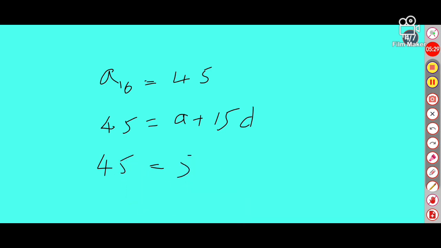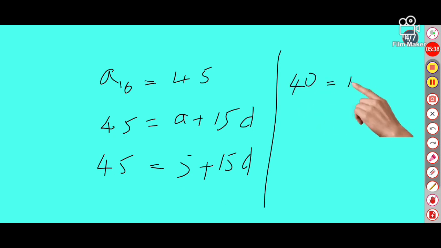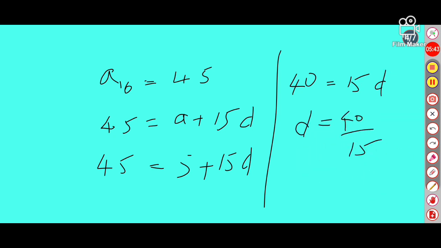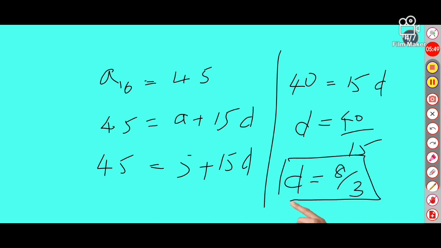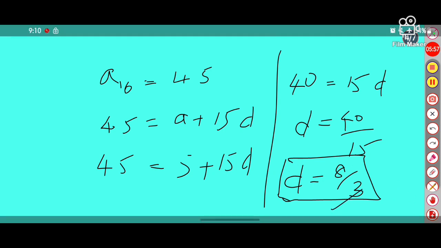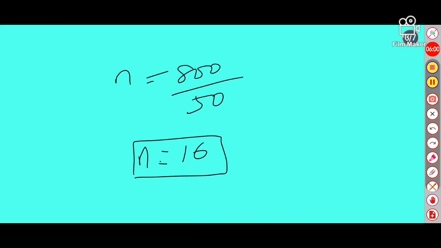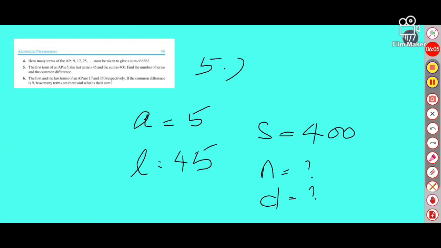45 equals 5 plus 15D. Similarly, this 5 goes there. So 40 equals 15D. D equals 40 by 15. Therefore, the value of D is nothing but 8 by 3. You can leave this as it is, 8 by 3. Don't need to convert this 8 by 3 into point values. This is enough. They have asked us to find the value of D, that is 8 by 3. Then the value of n, that is 16, right? So this is the fifth question that is asked in exercise 5.3. Now we will move to the sixth question.